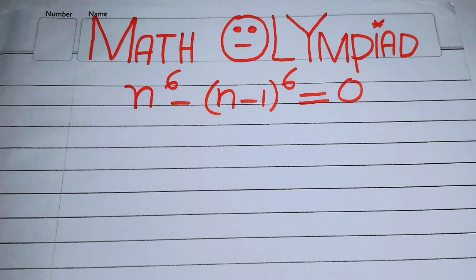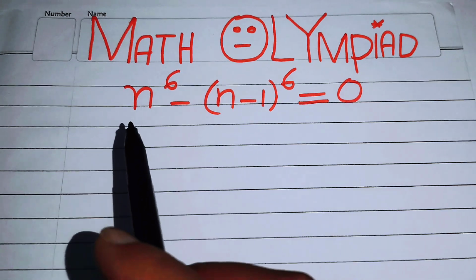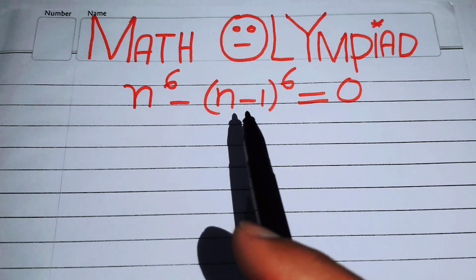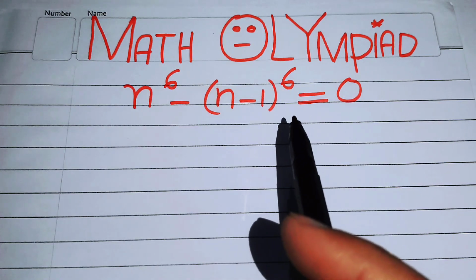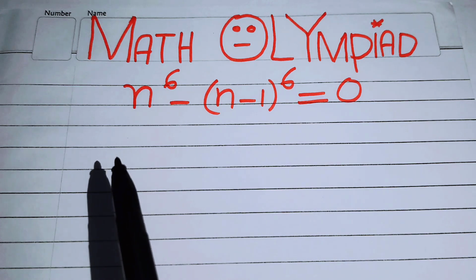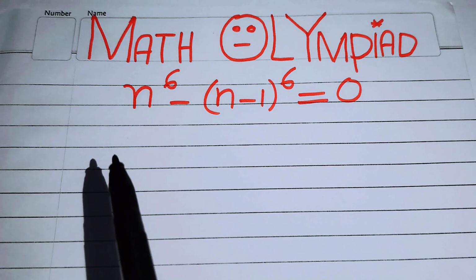In this video we are going to solve this nice algebra problem, and here we have n to the power of 6 minus (n minus 1) to the power of 6 equals 0, and we will solve this problem for the values of n, or we will find all the 6 roots of this equation.